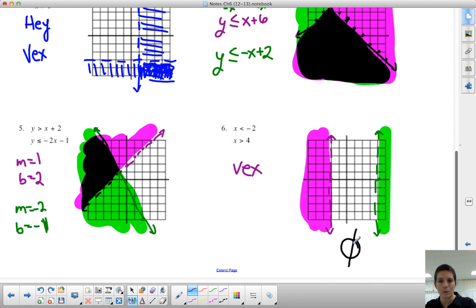Although here we're not seeing any overlap, that means there are no points that have x values that are smaller than -2 and also have x values that are greater than 4. It's not possible. So we would have an empty set on this problem.